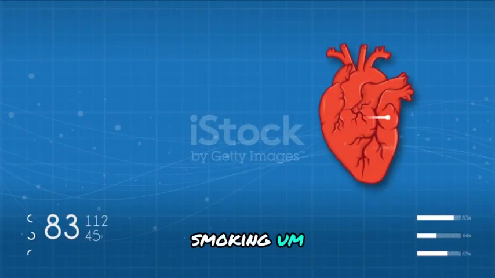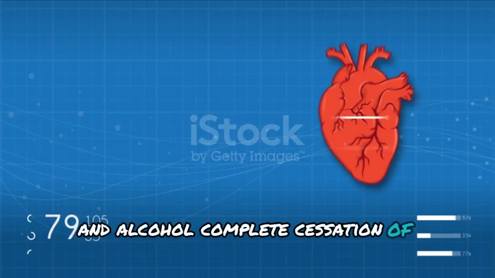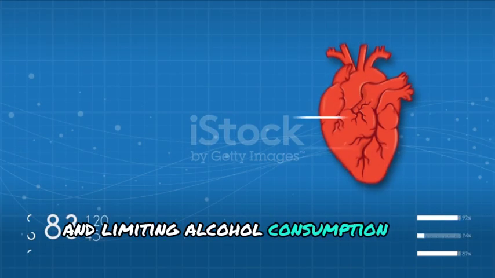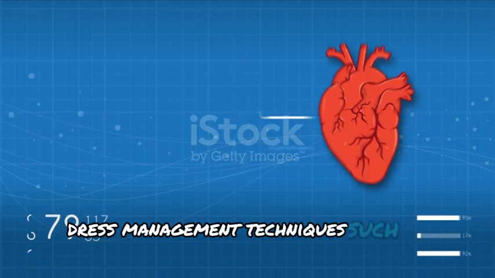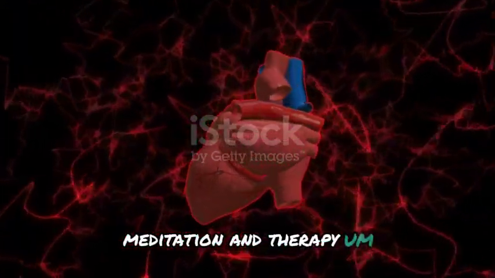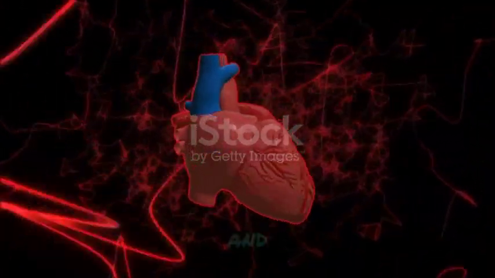Smoking and alcohol: complete cessation of smoking, and limiting alcohol consumption are critical. Stress management: techniques such as yoga, meditation, and therapy stabilize blood pressure and heart rhythms.